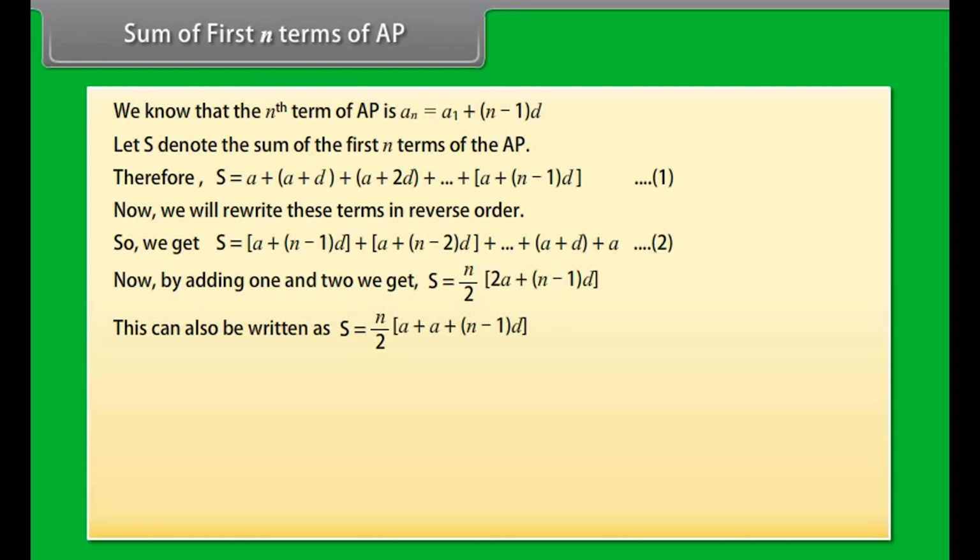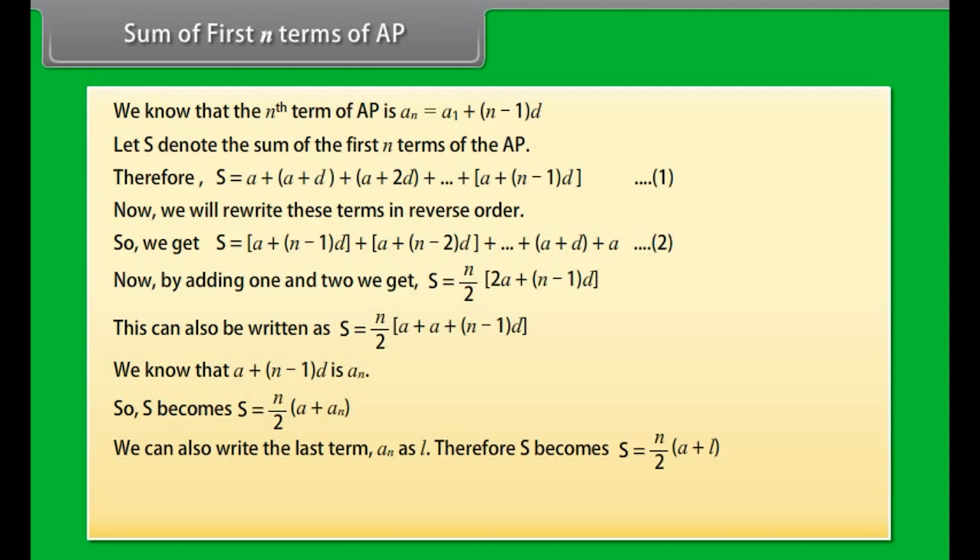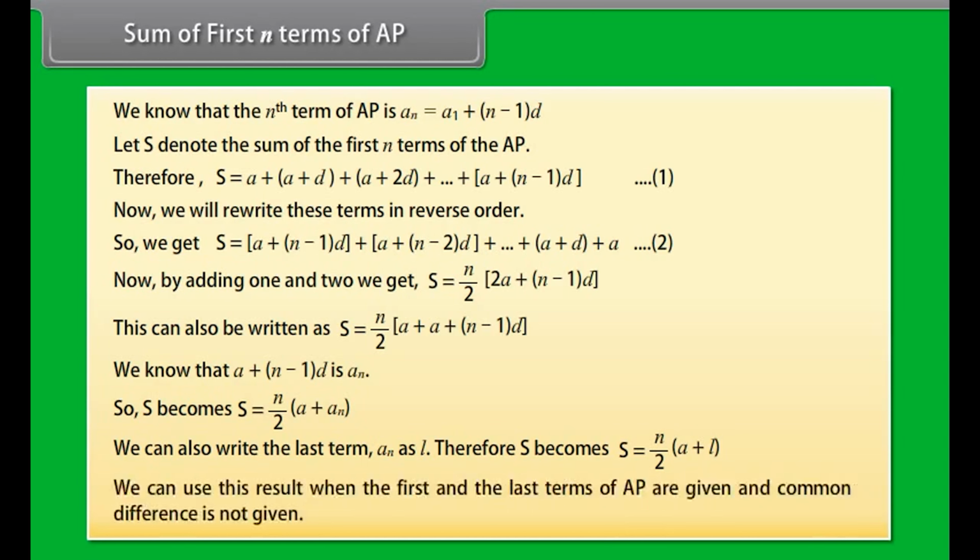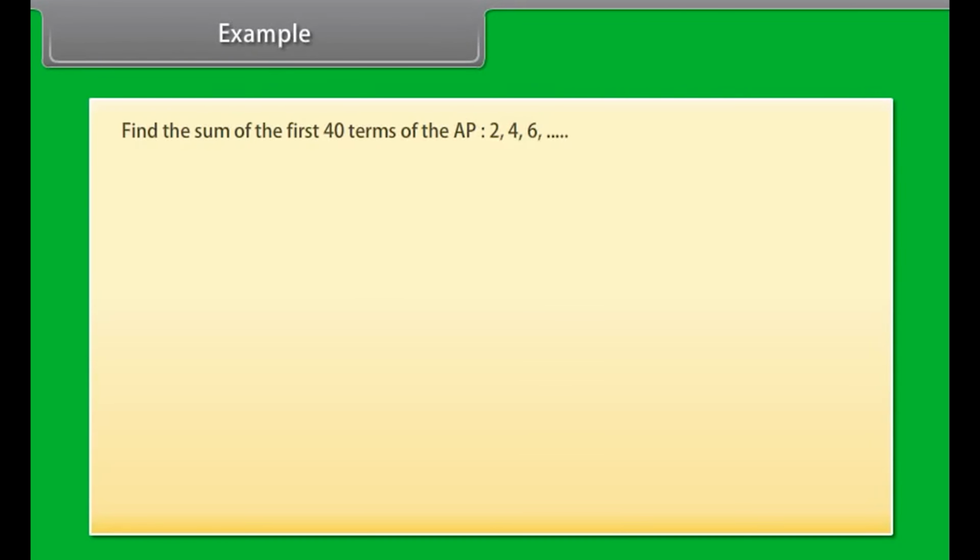This can also be written as, we know that A plus n minus 1 D is An. So S becomes n upon 2 into A plus An. We can also write the last term An as L. Therefore, S becomes n upon 2 into A plus L. We can use this result when the first and the last terms of AP are given and common difference is not given.